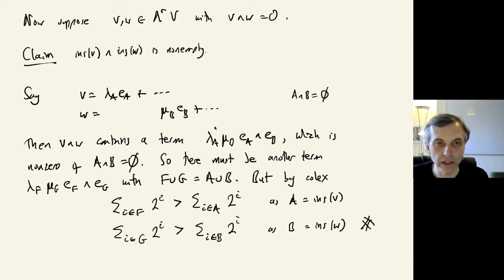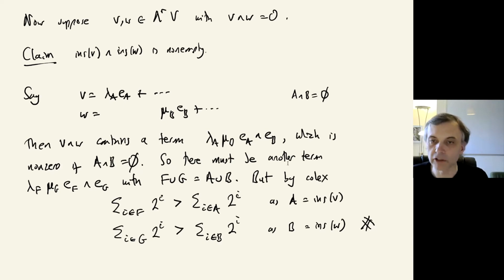Okay, so if I take V wedge W, well, it's just a linear combination of everything in the linear expansion of V and everything in the expansion of W. So we know that the first term that comes out is the wedge of λ_A E_A and μ_B E_B. So here we are, contains the term λ_A μ_B E_A wedge E_B. Okay, and that's non-zero as A intersect B is empty. A and B are disjoint.